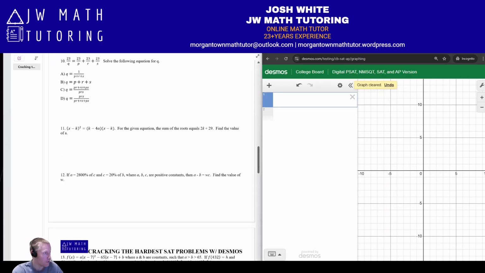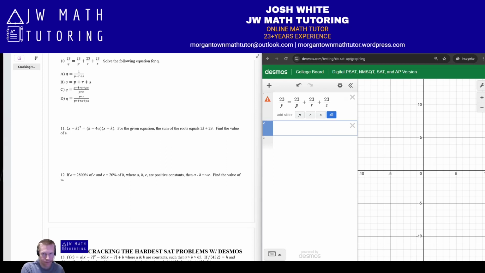All right, next, let's look at number 10, solving a formula for a specific letter. So the method that I like to take on these is I type in the entire equation, except I am going to replace the letter that I'm solving for with y. All right, so I replaced q with y because we're solving the equation for q.